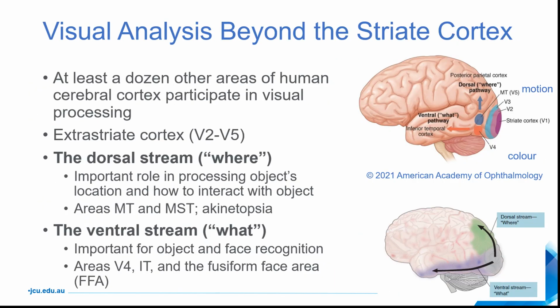Okay, this is an easy slide: visual analysis beyond the striate cortex. Just take note that in addition to the primary V1 area, we have V2 to V5. The dorsal stream, the where stream, is our occipital-parietal pathway, and the ventral stream is our occipital-temporal pathway. Dorsal is processing where the object is. That's why we need the parietal cortex. We need the temporal cortex for memory of the object identity.